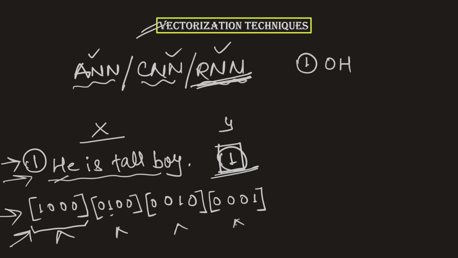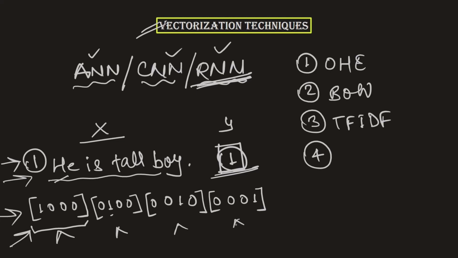One is one-hot encoding, second is bag of words, third is TF-IDF, and the fourth one that is coming to my mind is word2vec. The vectorization techniques are not limited to this, but these are the most frequently used ones. Once I finish the deep learning playlist, I'm going to create a dedicated playlist on NLP, and over there I will discuss all these techniques in detail. So we will explore all of these ideas of converting texts into computer understandable numbers or integers.